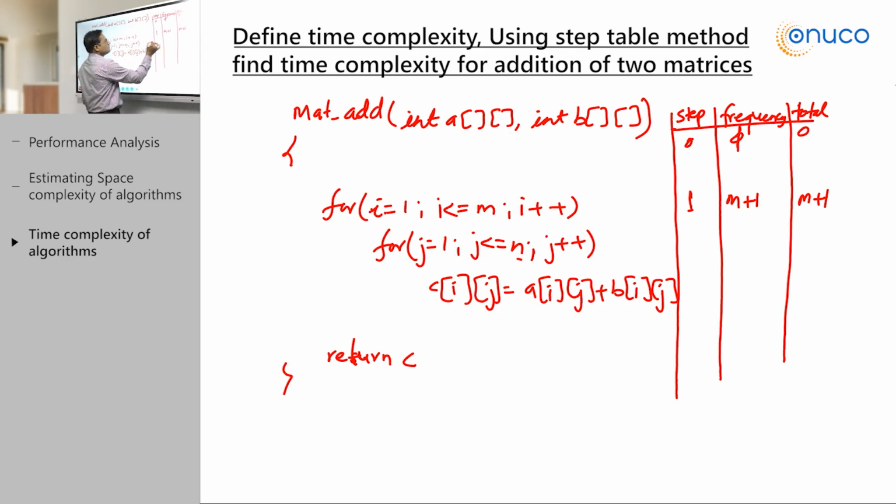So let us see, this is 1 instruction and how many number of times is it going to repeat? For true values of i. True values of i means what? How many number of times?